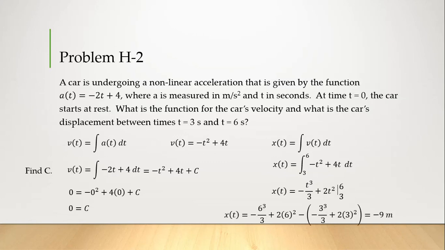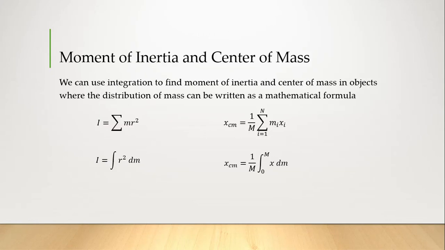What this would mean is I plug in t equals 6, and then subtract the value of the function at t equals 3, and what I get is that the displacement between t equals 3 seconds and t equals 6 seconds is negative 9 meters. Don't get concerned that this is a negative number. What this means is from t equals 3 seconds to t equals 6 seconds, this thing went in the negative direction 9 meters.